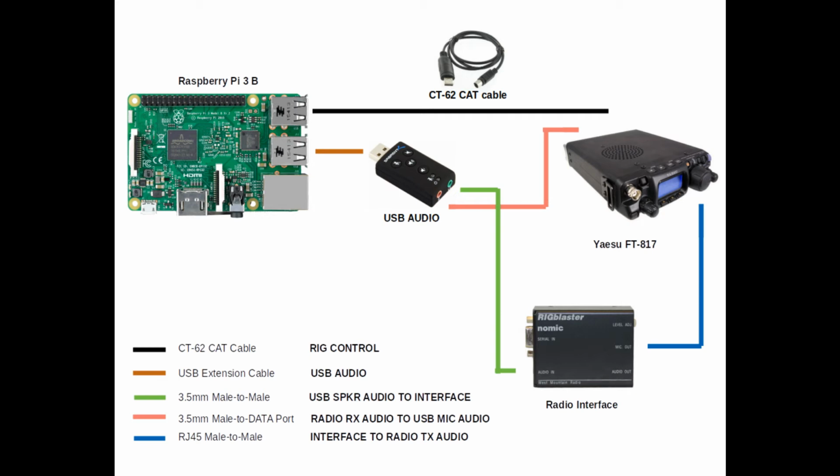Now, you could go ahead and run VOX, meaning voice-operated transmit capability. So this way, anytime the radio just hears any audio, it can go ahead and transmit. But the best practice is to go ahead and use push-to-talk via serial, hence via the CAT cable. And by the way, the CAT cable is going to give you a whole bunch of other control capabilities depending on the software running on the Pi itself.